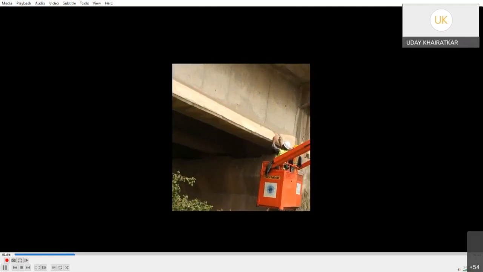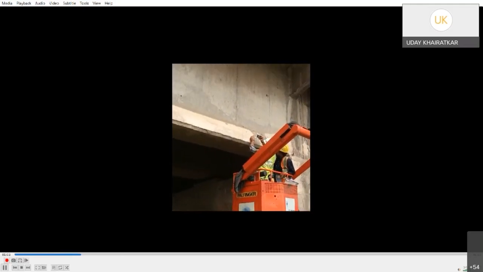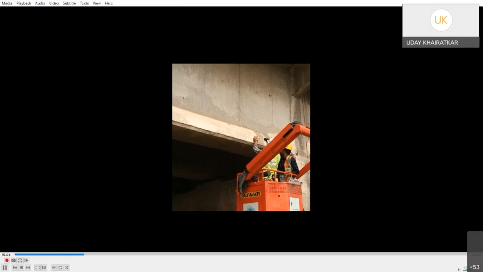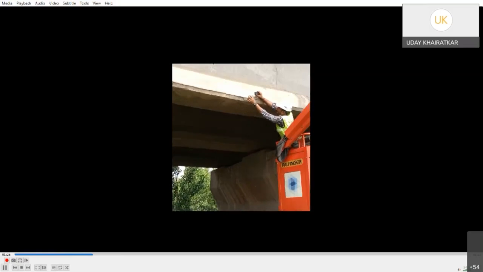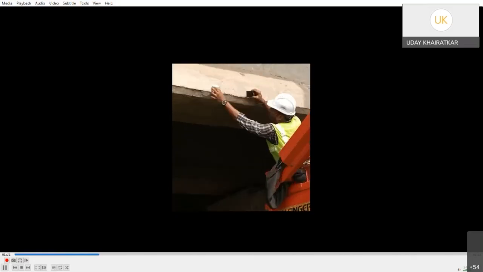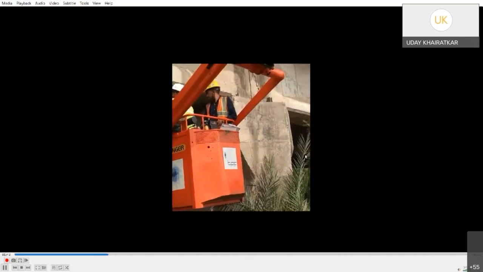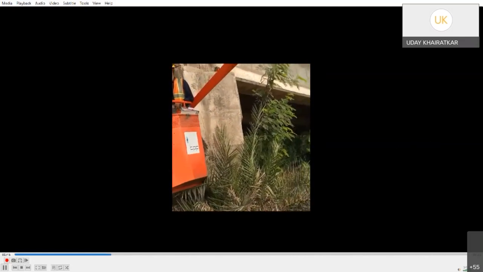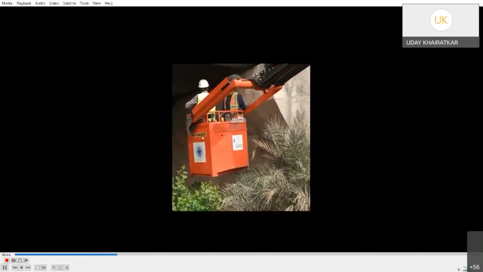At close quarters, we can take photographs. If there is any crack, they are monitoring that. We even have a crack width measuring scale, and that is also being measured. Normally, till now, such a thing was not possible. We were never able to go right below the bridge to see the conditions of the girders. This bucket can go up to 7.5 meters from the edge of the bridge, below the bridge.